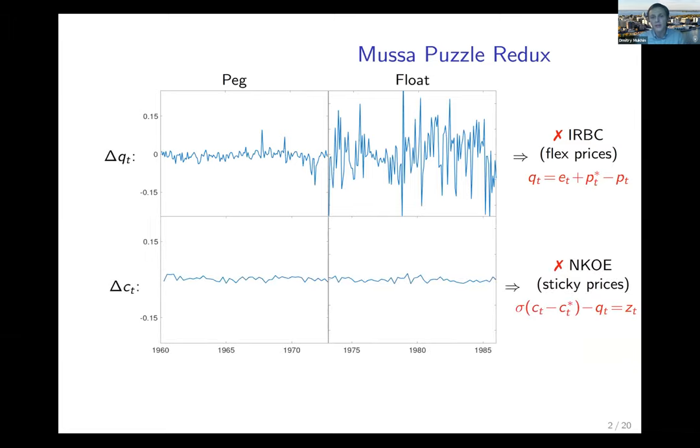So what is missing from these pictures is the behavior of other macro variables. I'm going to show you more evidence later on, but let's focus on real consumption for now. Once we look at real consumption and put it on the same scale as the real exchange rate, there is no real evidence of a structural break in 1973. Quantitatively, in terms of order of magnitude, there's no such discontinuous change in the behavior of real consumption as we see for the real exchange rate.